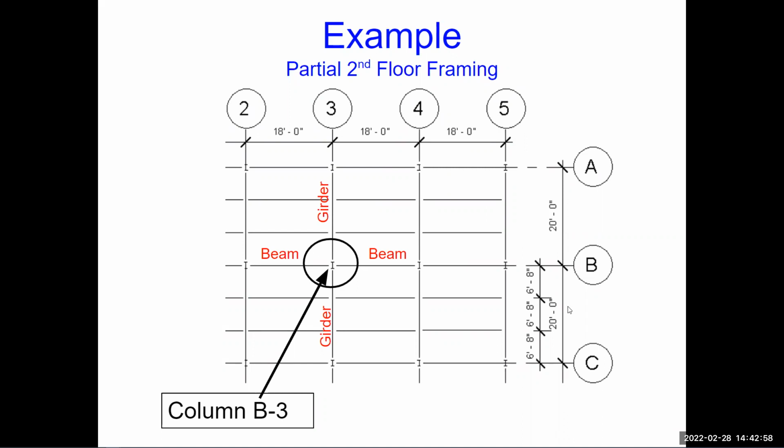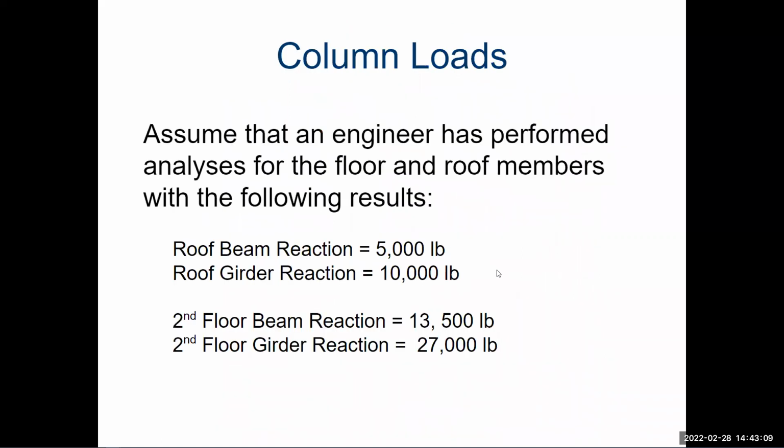If we were to go back to a few lessons ago where we talked about chasing loads and what loads are present on a given column, this is what we'd have to do. Okay, but there's been some work done for us here. We already did some analysis. We found that the roof beam reaction force is 5,000 pounds. The girder reaction force is 10,000. On the second floor, the beam reaction force is 13,500. And then the girder on the second floor is giving us 27,000 pounds. So we're going to use these numbers. Essentially, we're going to add all these numbers together to get one load, to see what the column load is.